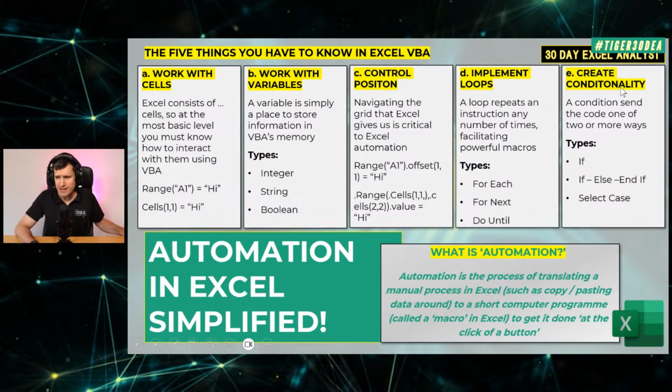Finally, the fifth of 5 key skill areas in Excel VBA is conditionality. So a condition sends the code one of 2 or more ways. And we talk about if, else, end if, and select case. Won't be able to cover all of those this week. But when we're thinking about the if formula, if we go back to Excel modeling week, we've got our big 5 Excel modeling formulae, and the if formula is one of those. We want Excel to do something if something's happening in the spreadsheet, and something else if something else is happening in the spreadsheet. That's the concept of conditionality.